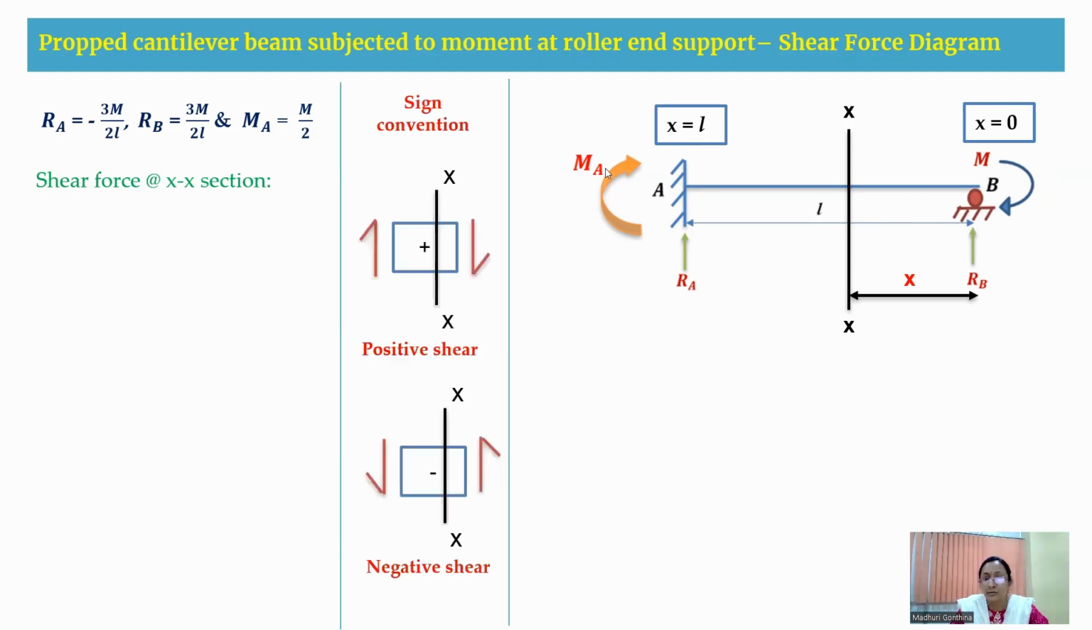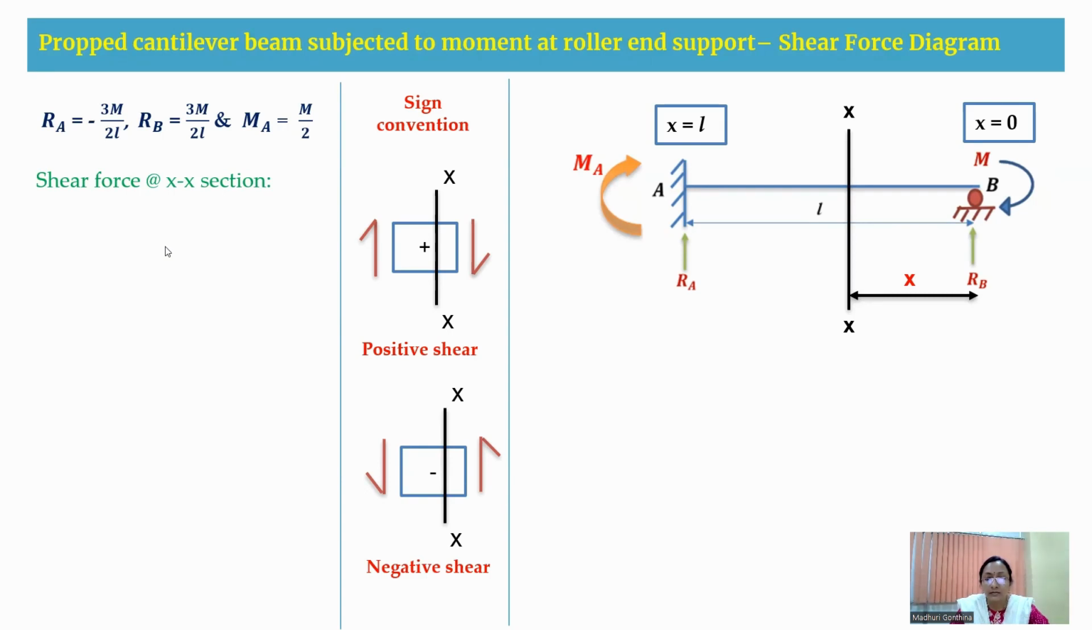So before going to that, we'll just see the sign convention for the shear force. When we take an element and cut the section, towards the section, when the shear force is acting in the clockwise direction, then we consider the shear to be positive shear. When we are considering the shear force towards the section in anti-clockwise direction, then it is a negative shear.